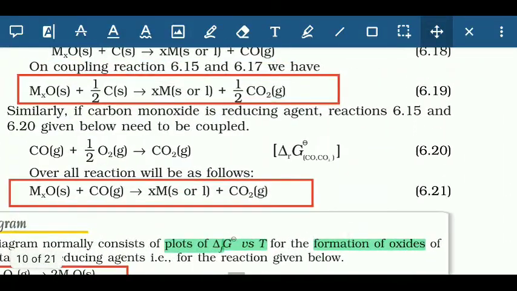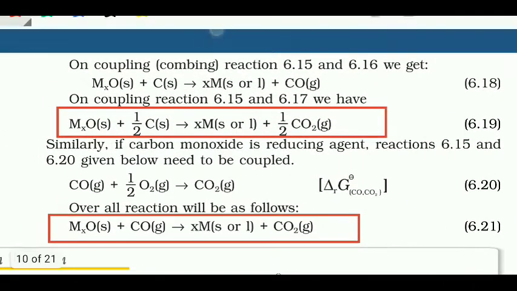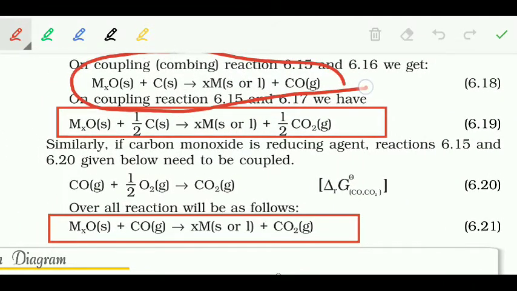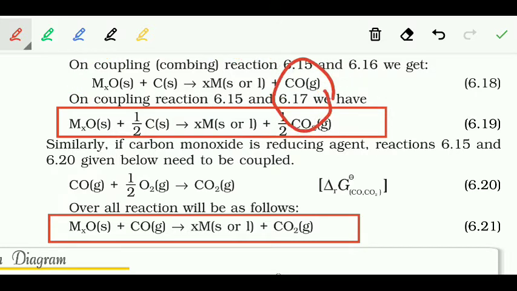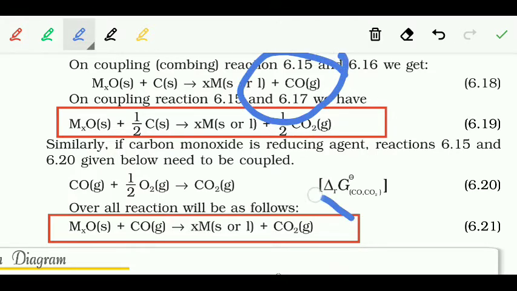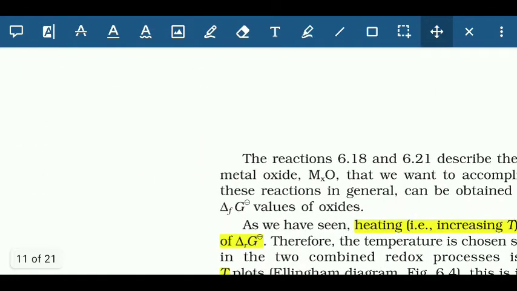So here we have reaction number 6.18. That is a metal oxide reacting with carbon to produce metal and carbon monoxide. I am describing this reaction as the reaction of carbon monoxide, and the second reaction is of carbon dioxide. It means they are suggesting that we focus on the reactions of carbon monoxide and carbon dioxide. Let's see what they are asking about.